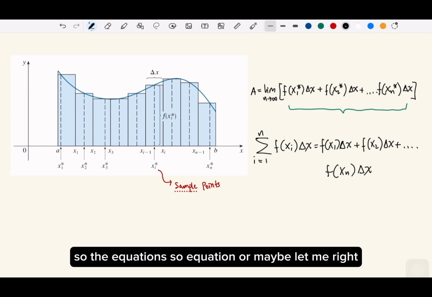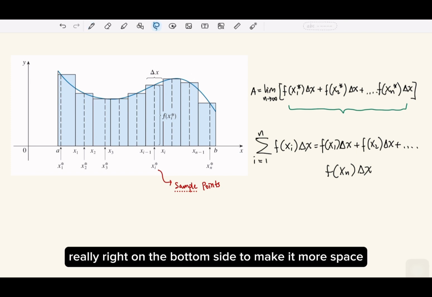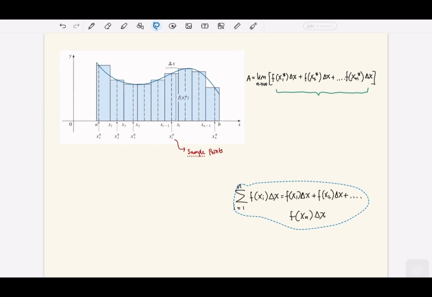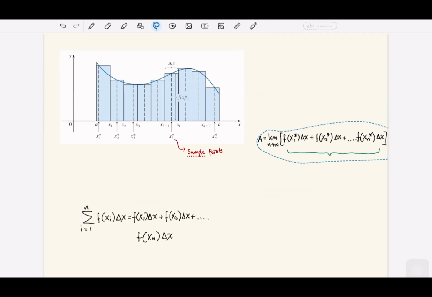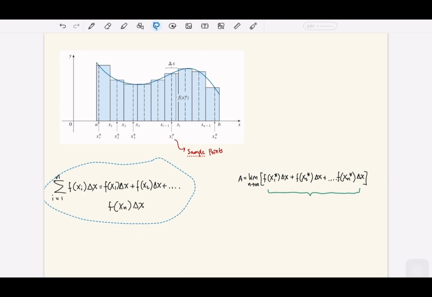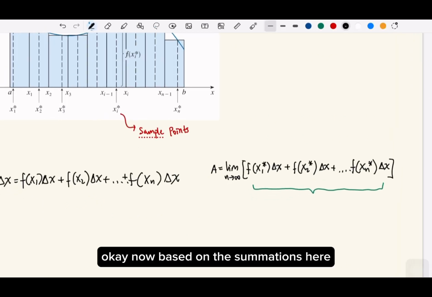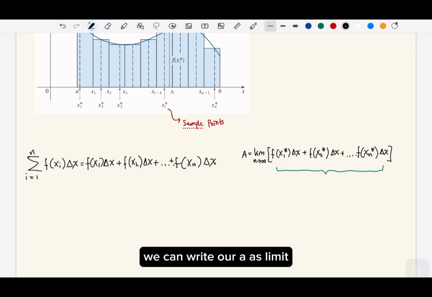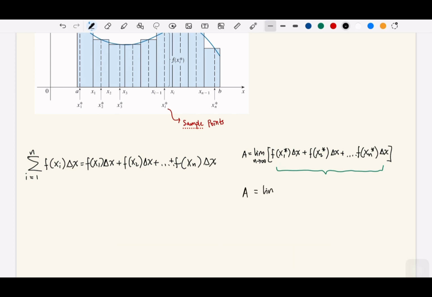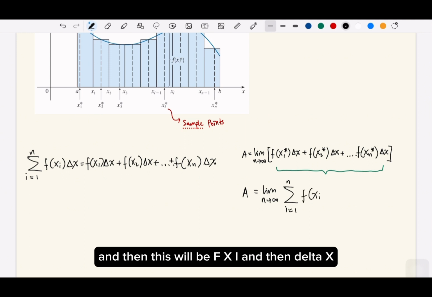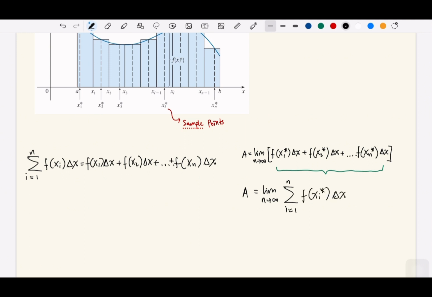So maybe let me write on the bottom side to make it more space. Okay, now based on the summations here, we can write our A as the limit of the sum of f xi star delta x.